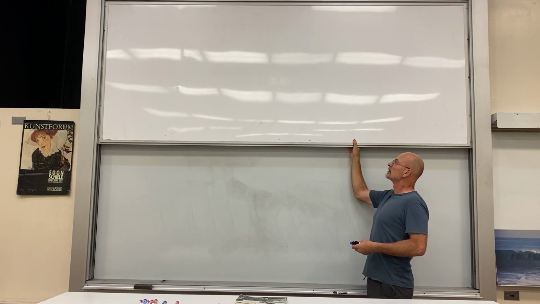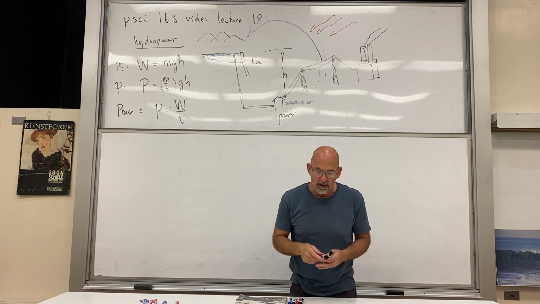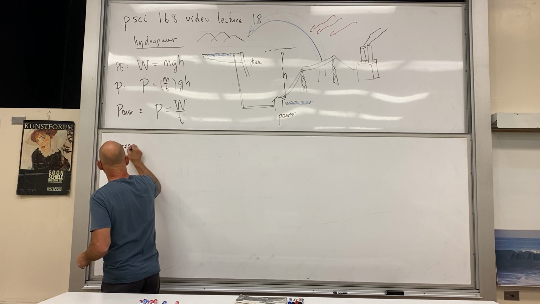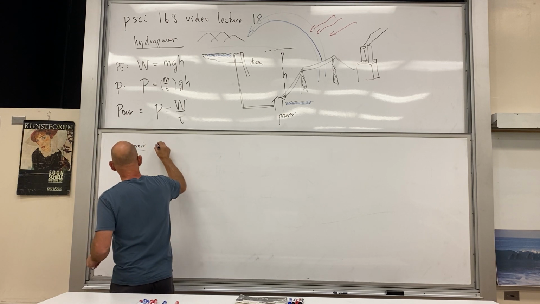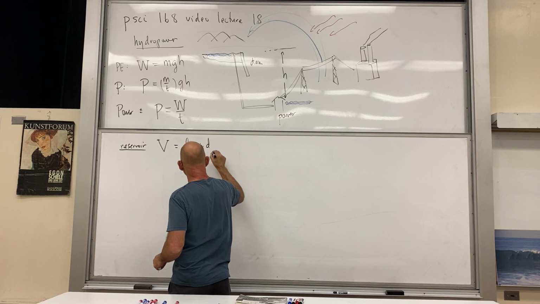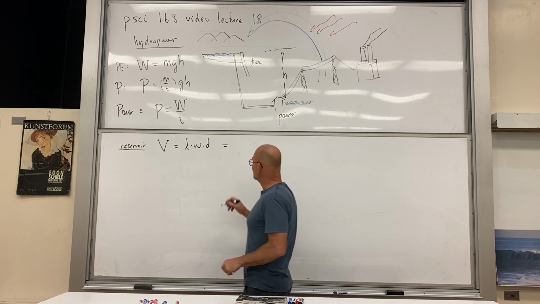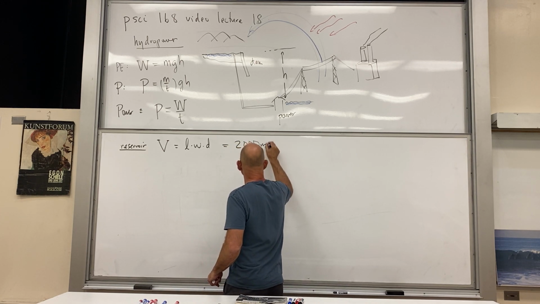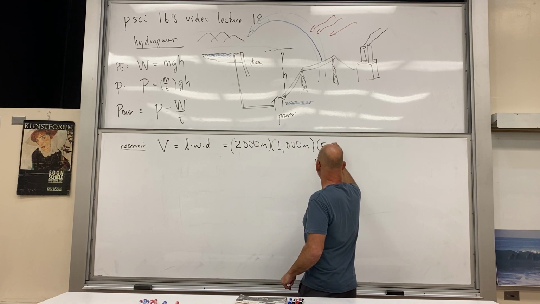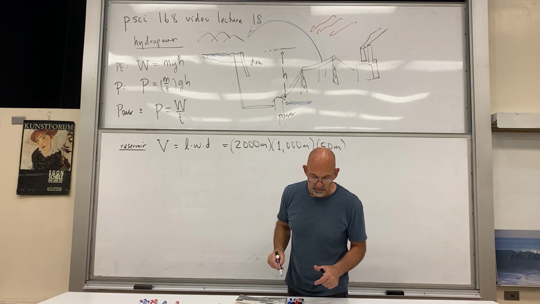So let's look at that numerical problem. Let's set this up here. So the numerical, that is to say the homework problem, we had a reservoir and I'll write the volume equals the length times the width times the depth, and I had 2,000, 1,000, and 50, so 2,000 meters times 1,000 meters times 50 meters. And what else did I put? I'll put the whole homework problem up there.